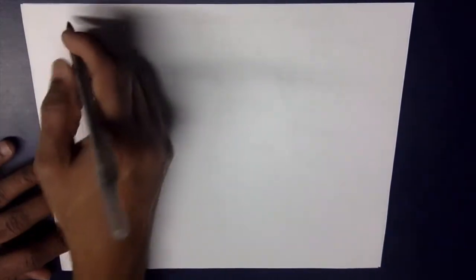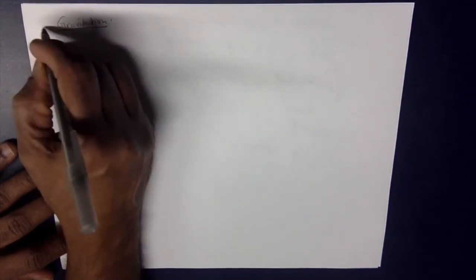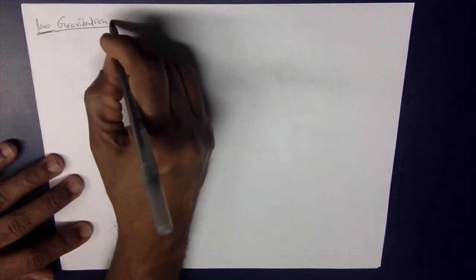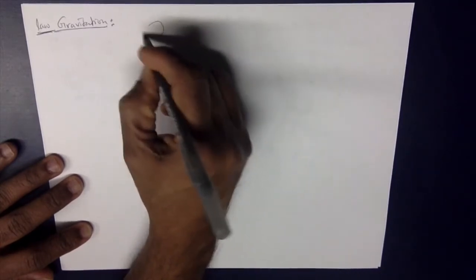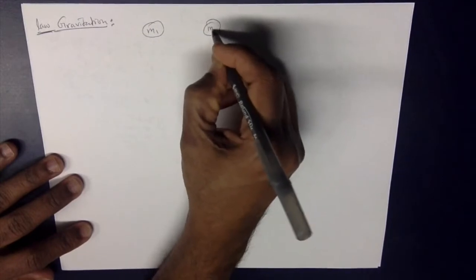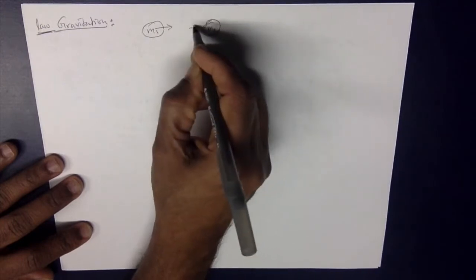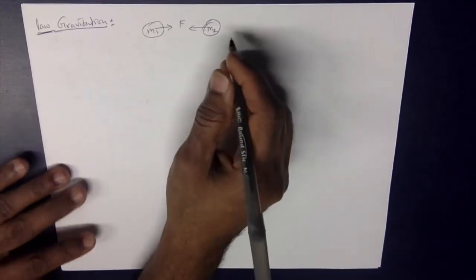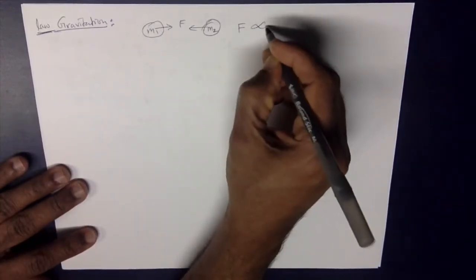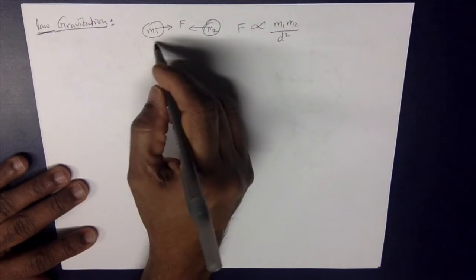Now let's talk about gravitation. So what is gravitation? Between any two masses. So what is the law? You must know the law by heart. The law of gravitation is that any two masses will attract each other with a force, and that force is directly proportional to the product of the masses and is inversely proportional to the square of the distance between them.